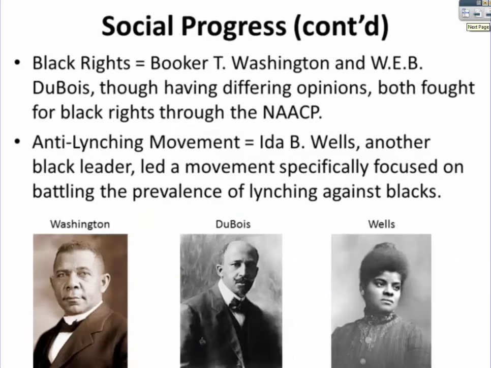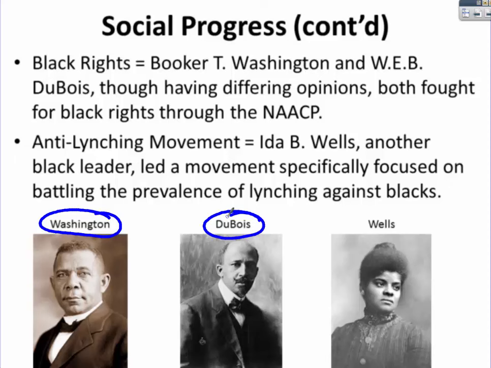Black rights, Booker T. Washington and Webb Du Bois. They have very differing opinions, but they fought for black rights through the NAACP. Booker T. Washington thought that blacks should really focus on just advancing themselves economically and making better lives for themselves, and not worry so much right away anyway about political rights. That eventually that would come once they had enough of an economic and social influence in the country. Webb Du Bois, however, was much more of the school of thought that you should, yes, try to advance yourself economically, but fight for political rights at the same time.